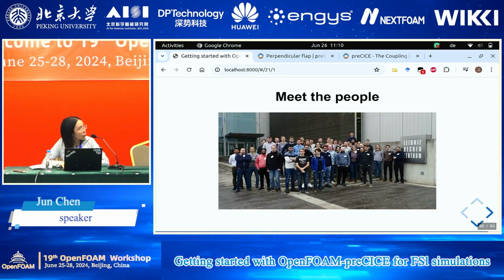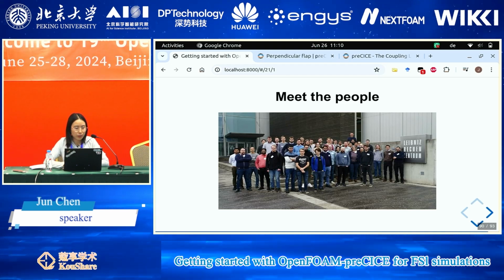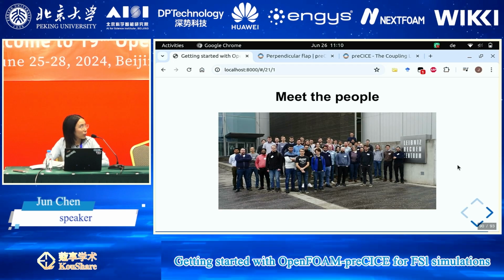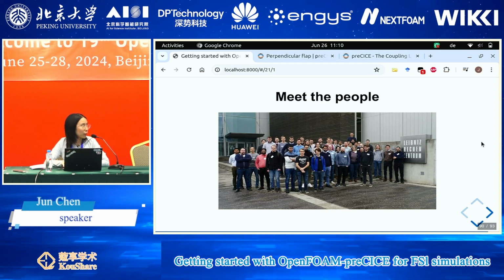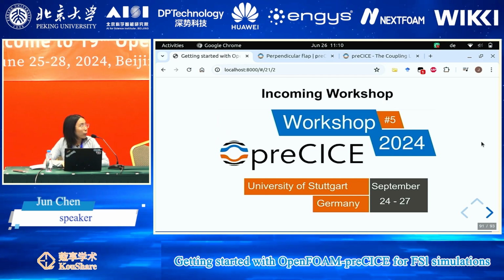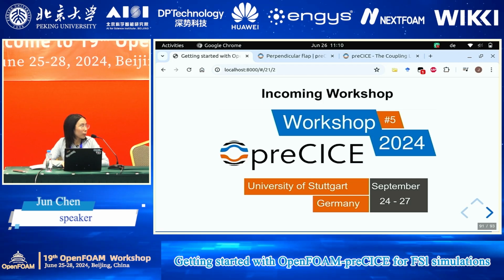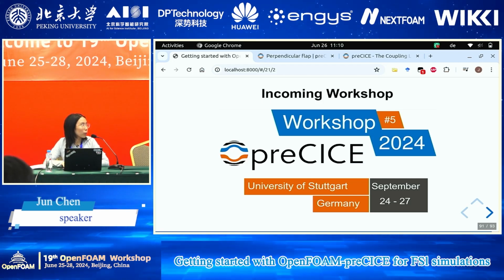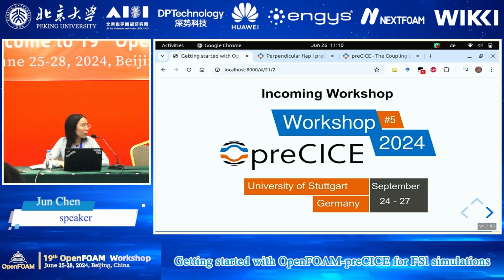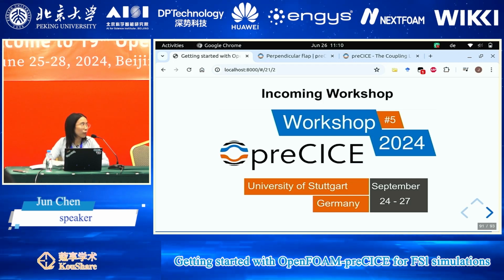This is a photo from last year's workshop, and you can see a lot of familiar faces here, the developers, and also a lot of users who have a lot of communication with us. And we have an upcoming workshop this year, which will happen in Stuttgart on September 24th to 27th. If you want to know more about preCICE, meet the people, meet the developers, and learn more about advanced topics, please register. It's still in the early bird registration phase.